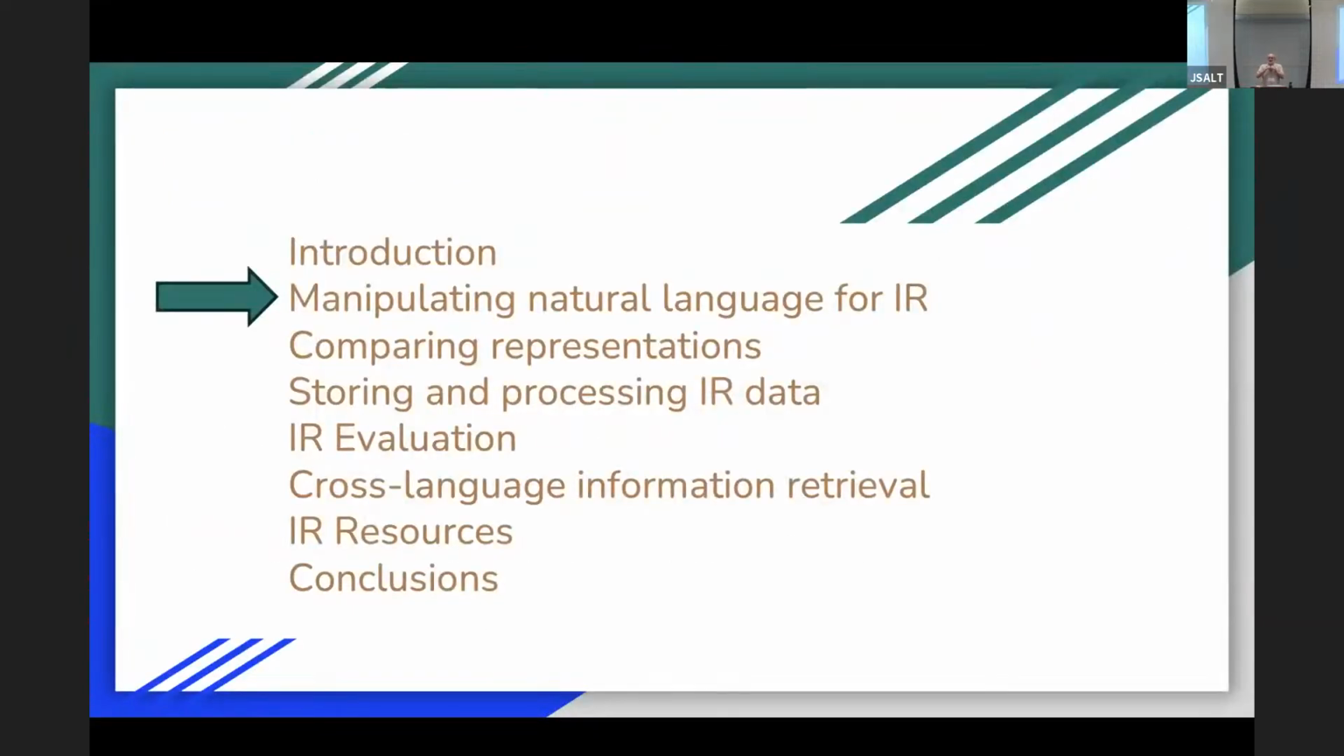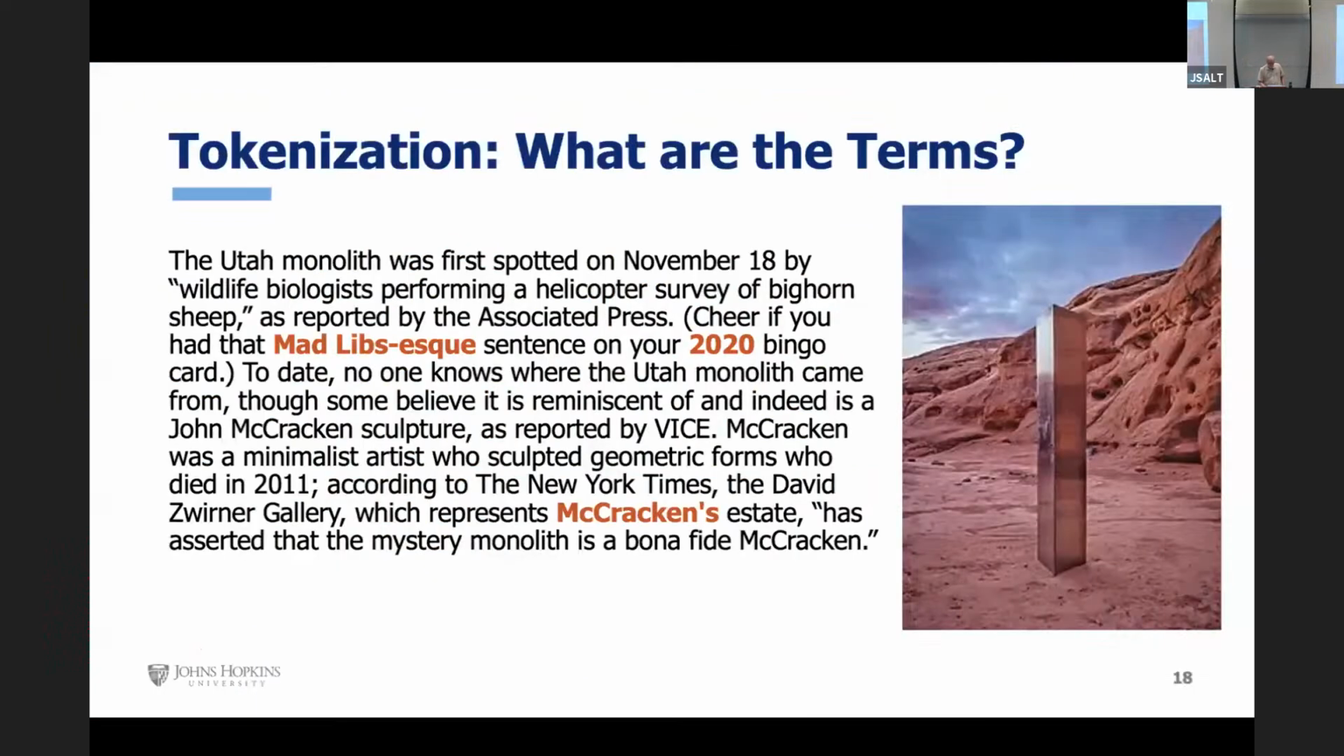Okay, so the first of our 3 pieces of information retrieval is, how do you deal with the language that's in the document or that's in the query? Tokenization is how we refer to chopping a document or a query up into the tokens, the bits that we're going to use for indexing.